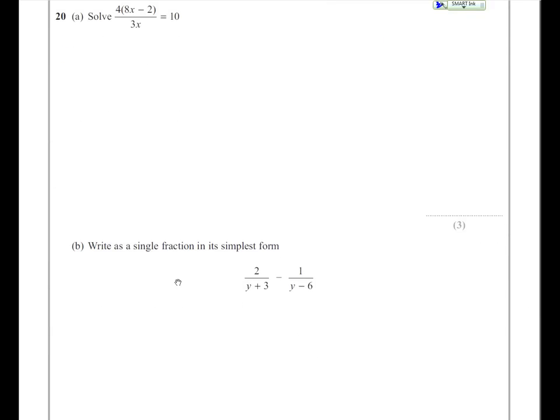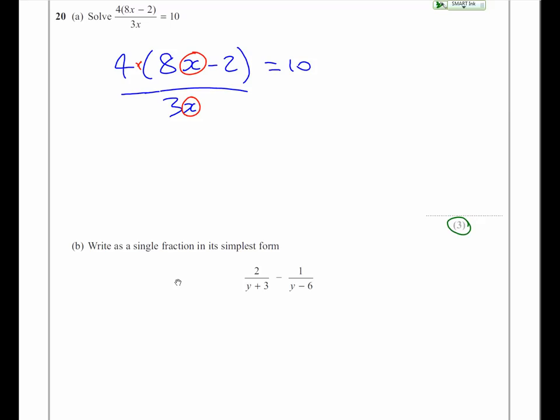We've got some algebra here. Solve 4 times (8x minus 2) divided by 3x equals 10. Okay, so your aim is to find x. So ideally, we want x to be on its own so that we can figure out what it is. So we've got quite a lot of stuff to do here in terms of algebra, which is why it's 3 marks. The first thing to do is think we do not like this x on the bottom, so let's times by 3x to both sides of the equation.